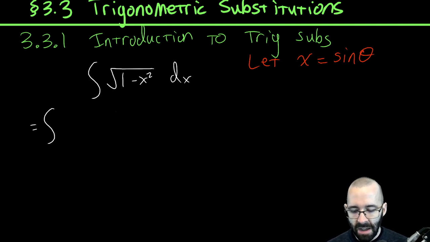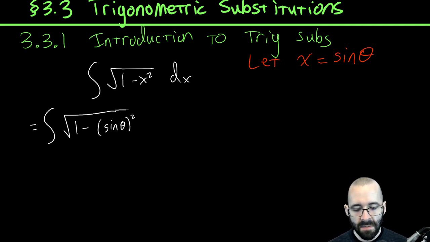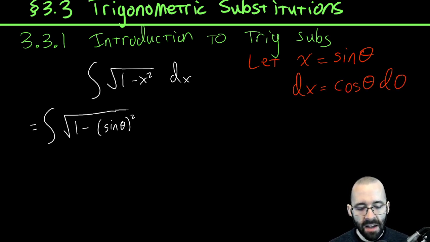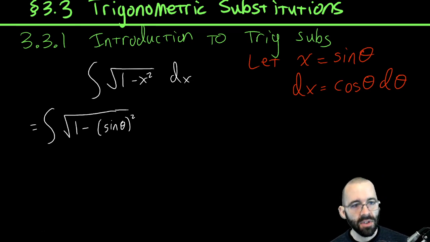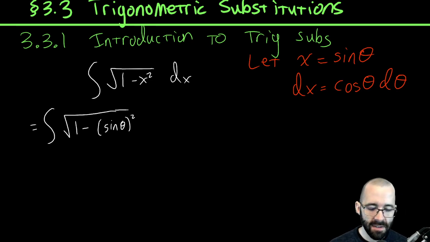Well, that means we get the integral of the square root of 1 minus sine of theta squared dx. Oh, we need dx. Well, dx is going to be cosine of theta d theta. It's just the derivative, right? Dx d theta is cosine. So dx is just cosine of theta d theta.